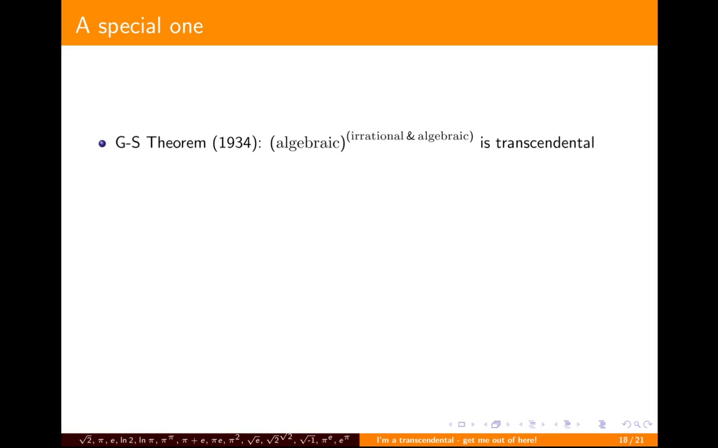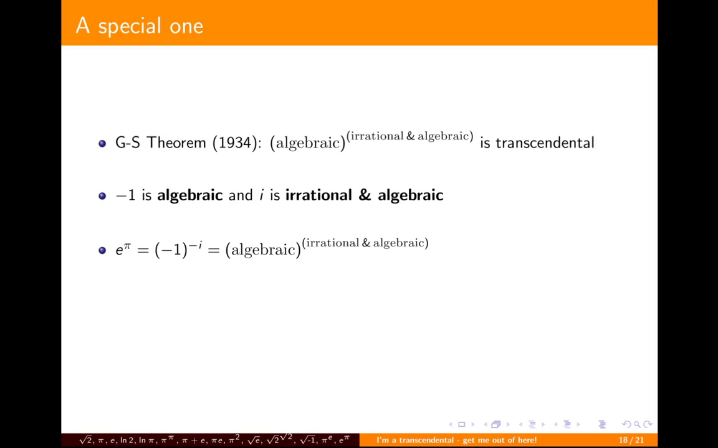So returning to the famous Gelfond-Schneider theorem of 1934, which says that an algebraic number raised to the power of an irrational and algebraic number must be transcendental, where the algebraic base cannot be 0 or 1. We already have that -1 is algebraic and i is irrational and algebraic. We have that e to the pi is equal to -1 to the -i, which is an algebraic number raised to the power of an irrational and algebraic number. And hence, by the theorem, e to the pi is indeed transcendental, and hence irrational, shown due to that theorem back in 1934. So of the four possible powers of e and pi, e to the e, e to the pi, pi to the e, and pi to the pi, the only one for which it is known that it's transcendental is e to the pi from the theorem.